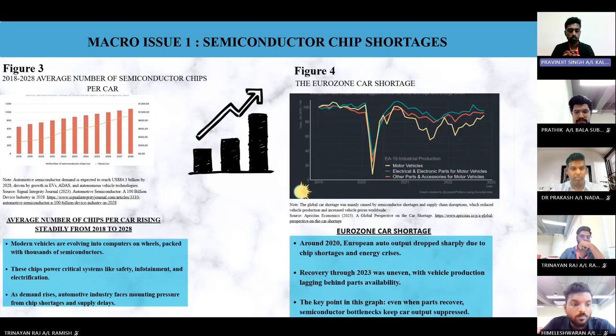Next, I'm going to talk about the car shortages. On your right, the graph shows how European automobile production dropped sharply around 2020 because of semiconductor shortage and energy-related issues. The recovery in 2023 was uneven because chip supply remained limited. The key point from this graph is that even when other automotive parts become available, semiconductor shortage restricts vehicle production. Moving to the next slide.